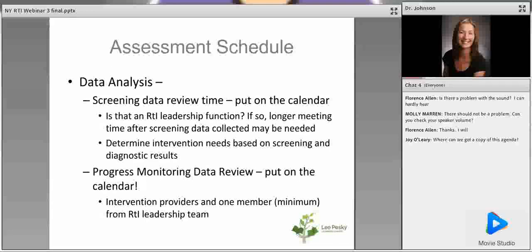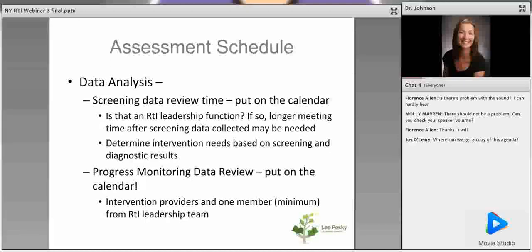Okay, so we want to make sure that we assign the task of aggregating the data and analyzing and reviewing the data, and we want to put that on the calendar with a specific point person, right? And what we're trying to do through that analysis is we're trying to prioritize our data and determine what our intervention needs might be based on our screening and diagnostic results. Okay? Same with progress monitoring data review.